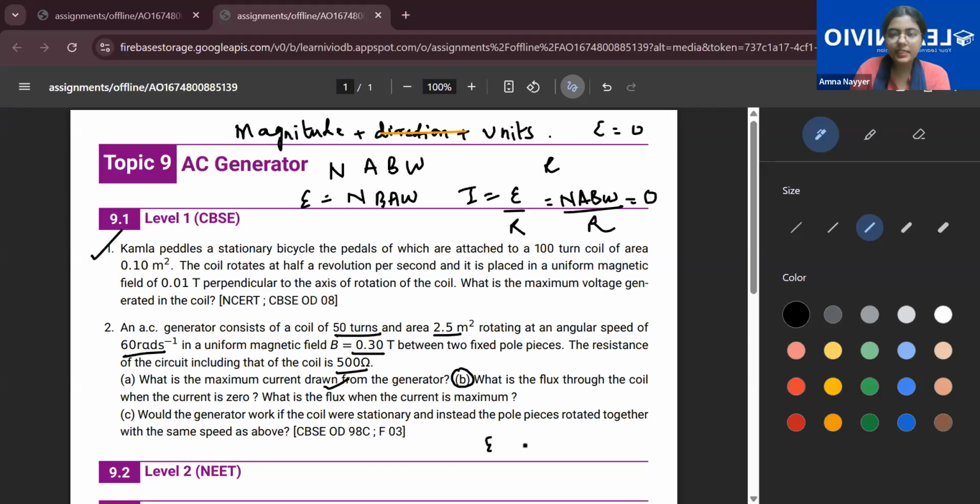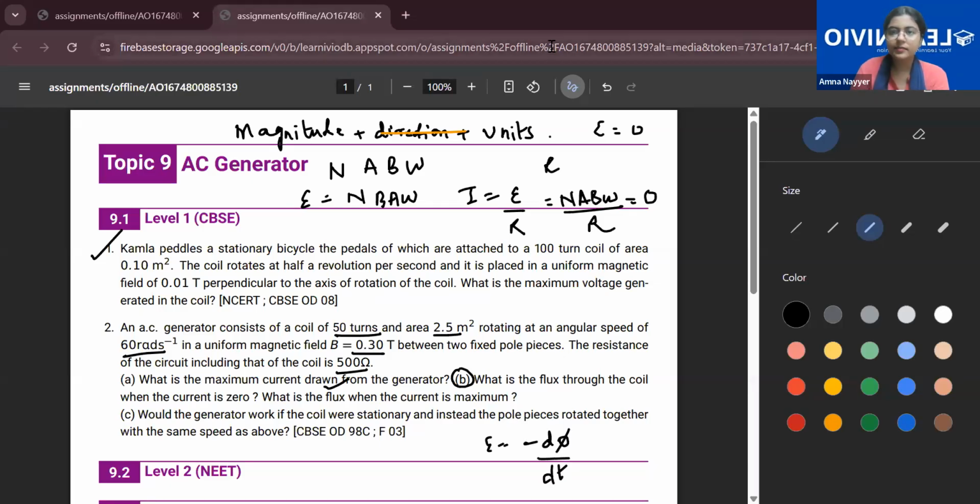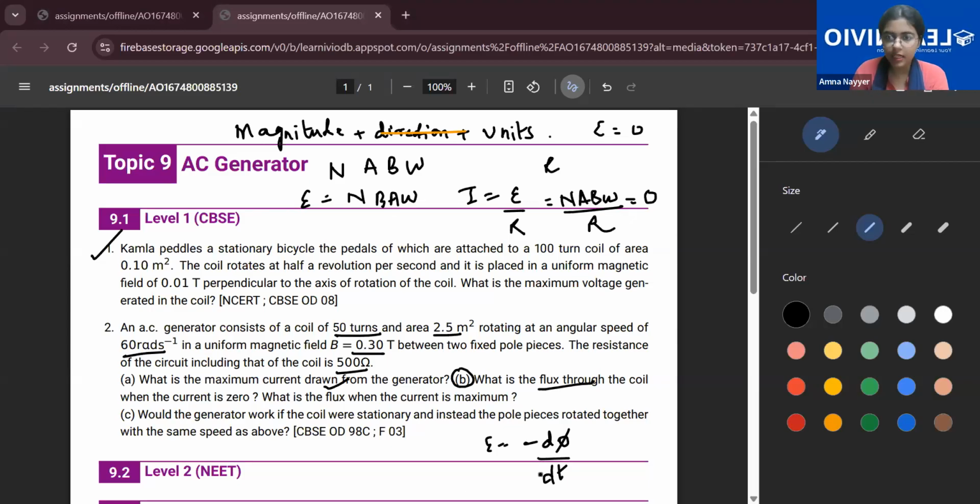Now, E is equal to minus d phi over dt. So if this is zero, what is the flux? There is no change in flux. Flux won't change. You calculate it using NBA. That's it. There is no change in the flux. Got it? Because EMF is zero, no change in flux. So there won't be any change in the flux.